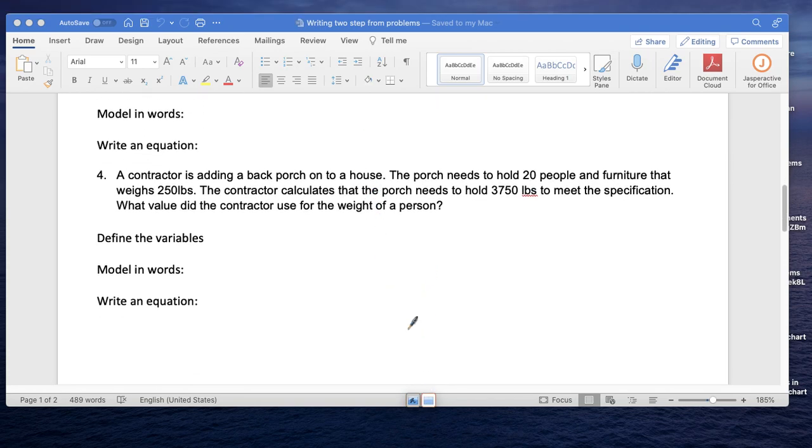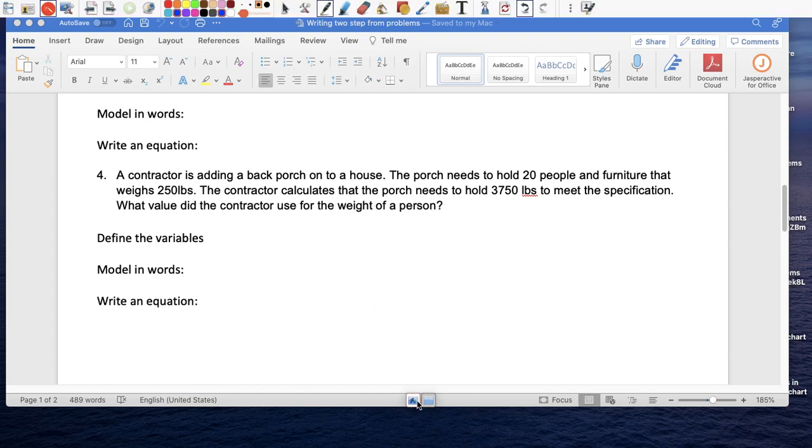Problem 4: contractors are adding a back porch to the house. The porch needs to hold 20 people and furniture that weighs 250 pounds. So the contractor calculates that the porch needs to hold 3,750 pounds to meet the specification. What value did the contractor use for the weight of the person?